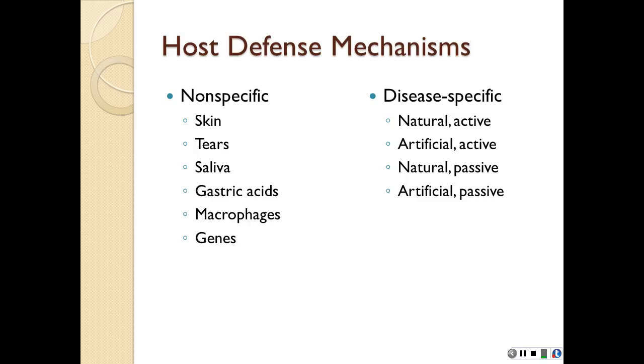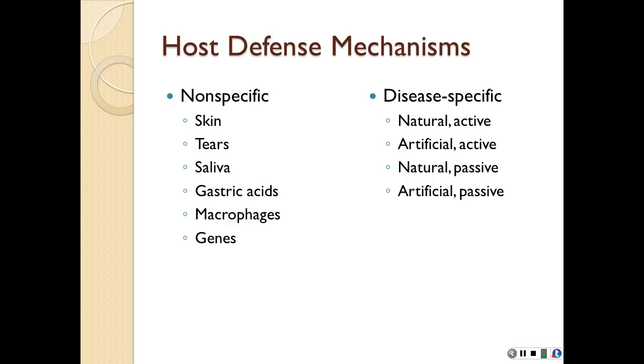Disease-specific can be classified into natural active, artificial active, natural passive, and artificial passive. Disease-specific are your antibodies, your immune system, things that are targeted towards a specific organism. Natural active refers to immunity that results from you already having gotten infected by the agent. So back when they used to let us get chickenpox, before the chickenpox vaccine, we would get chickenpox, and once you had gotten chickenpox, you were then immune to chickenpox again.